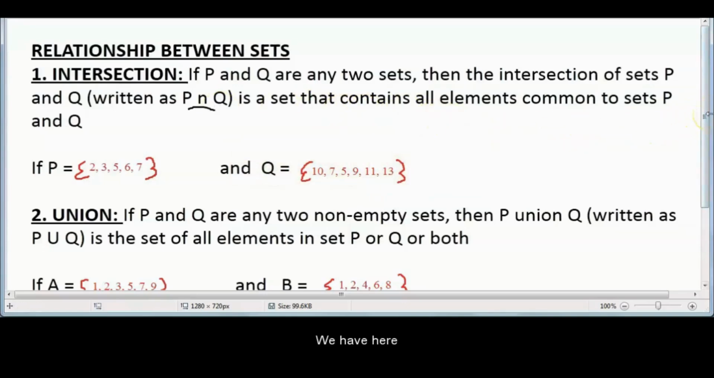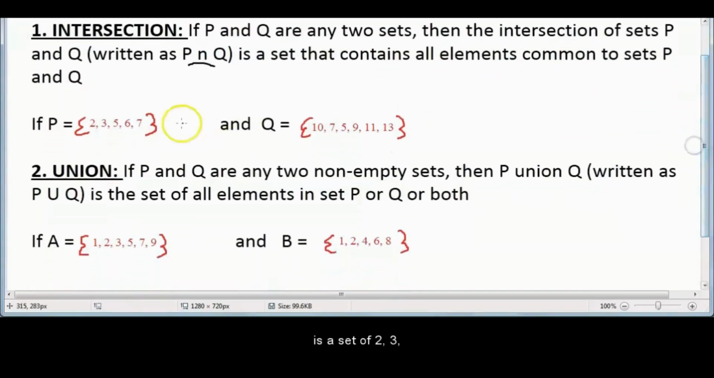We have here P, a set of 2, 3, 5, 6, 7, and Q, a set of numbers 10, 7, 5, 9, 11, 13. Now P intersection Q here will be 5 and 7.